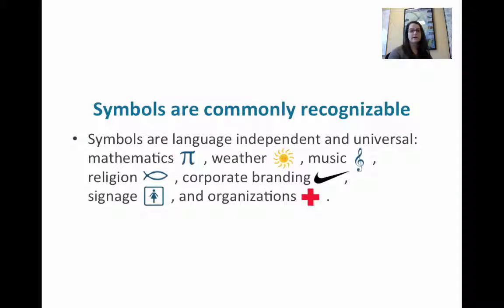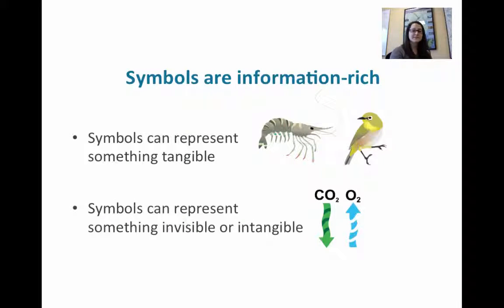And symbols are great because they are commonly recognizable, so they can transcend cultural or language barriers, and we are exposed to symbols in our daily life whether we know it or not, whether they are mathematics, music, religion, weather, corporate branding, maps, organizations, or even just the road signs on streets. And symbols are information rich, so they can represent something tangible, whether it's a stop sign, a shrimp, a species of bird, or a house, and they can also be used to represent something invisible or intangible.